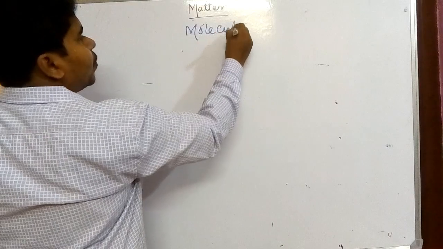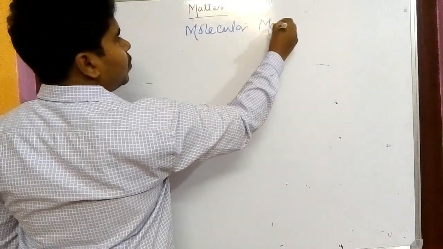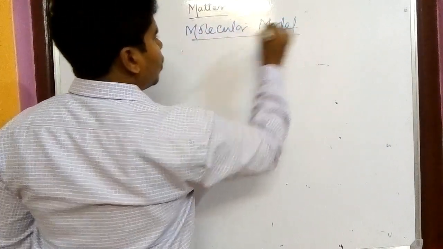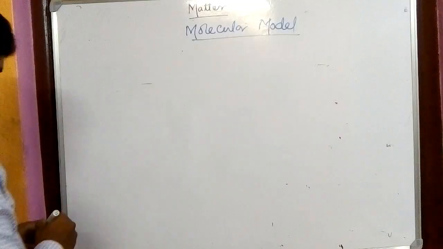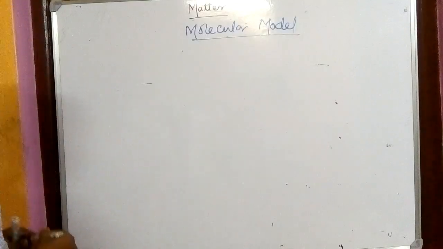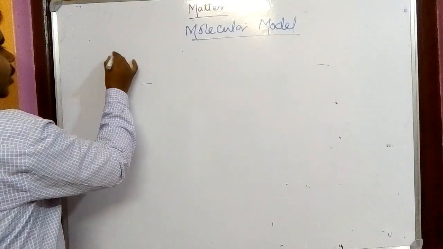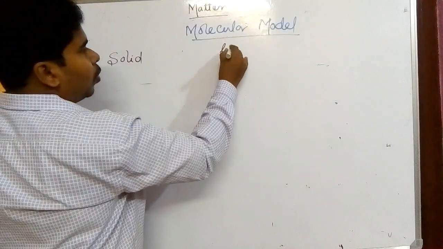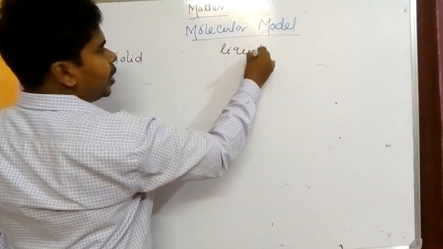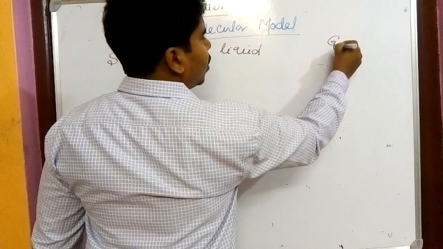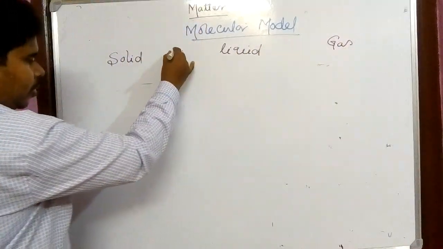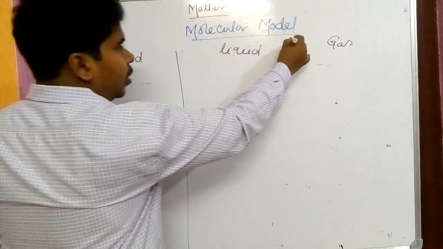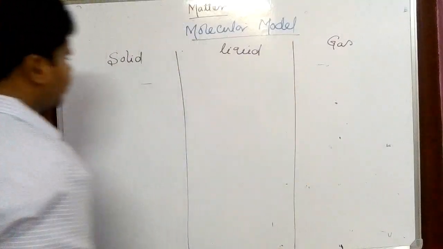Molecular model. Okay, so here we have to see the molecular model of solid. We have to write here: here we draw the molecular model of solid, here the molecular model of liquid, and here the molecular model of gas. So make a partition: solid, liquid and gas.